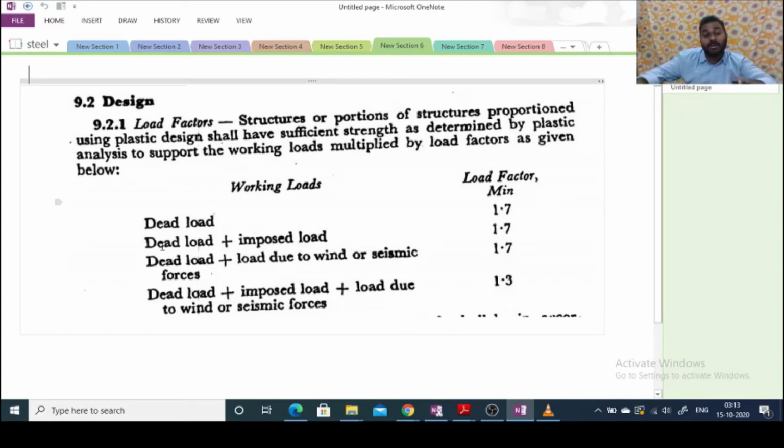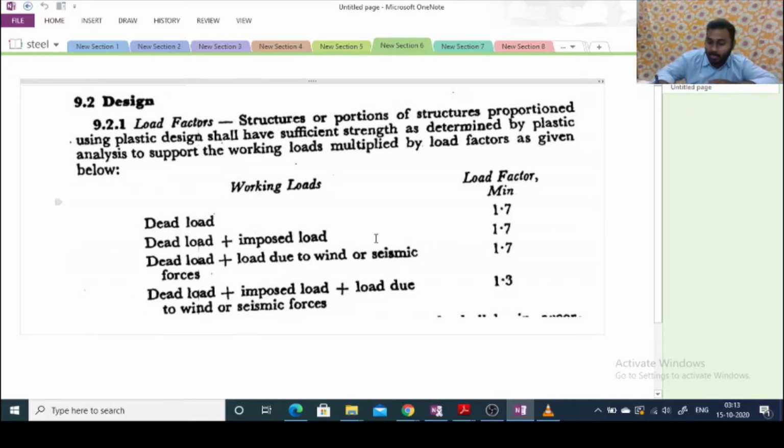If we consider dead load along with imposed load, again the same 1.7. If we use dead load plus load due to wind or seismic, meaning earthquake forces, then again it is 1.7. But if we use all these loads at a time, that is dead load, imposed load plus load due to wind or seismic forces, then it is 1.3. These are the standard load factor values mentioned in IS 800 1984.